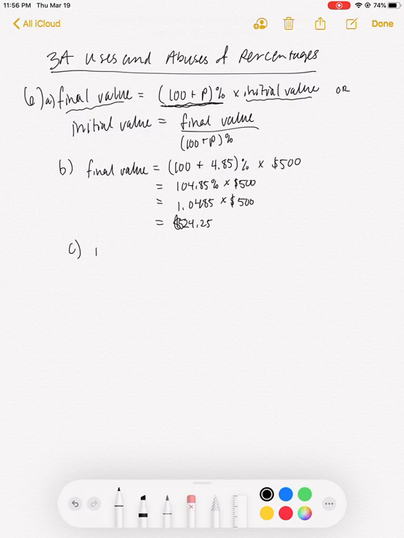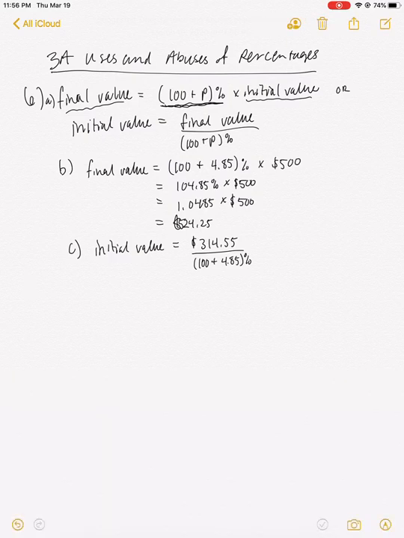Okay, so we have our initial value equal to the final value, which was $314.55, divided by the percent. So it's 100 plus 4.85%. Okay. And that's the problem.